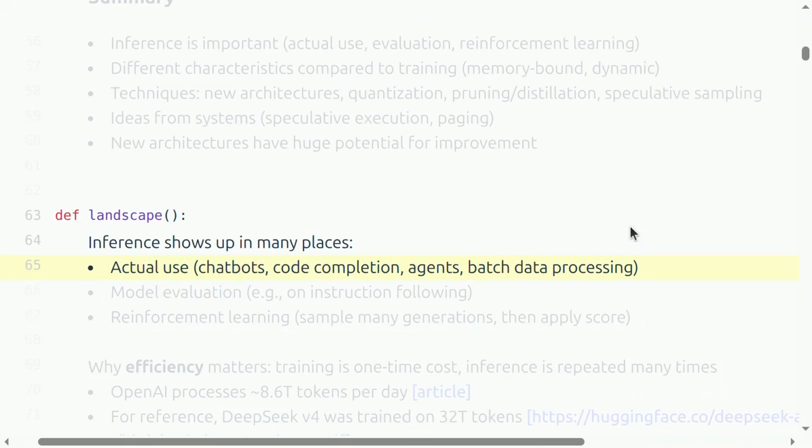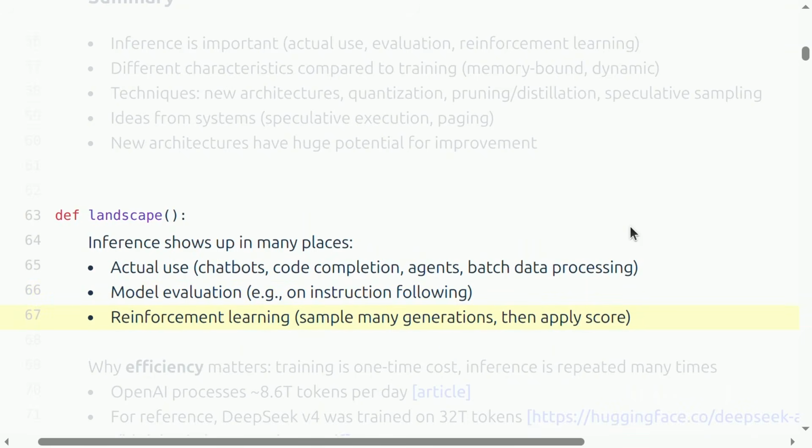It could be chatting with an AI assistant or a chatbot. It could be doing code completion. These days, agents are very popular, and that requires inference. Batch data processing as well. It's also used for evaluation, for evaluation that requires generation in particular. And it's also used inside training. If you're doing reinforcement learning, you need to have a model, you generate rollouts, and you score them, and you update the weights appropriately. So inference shows up all over the place.